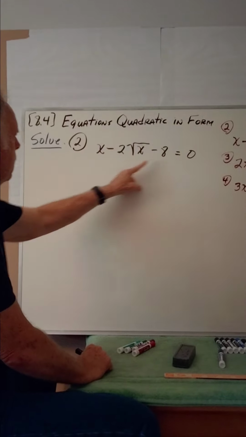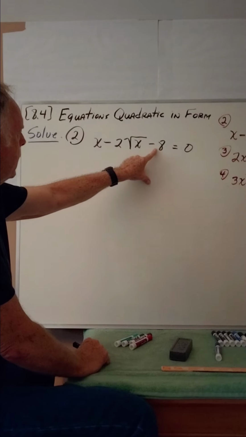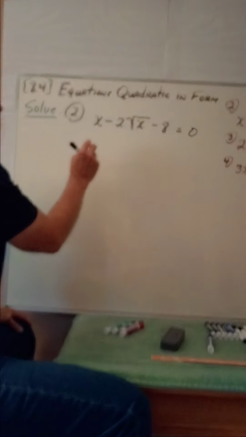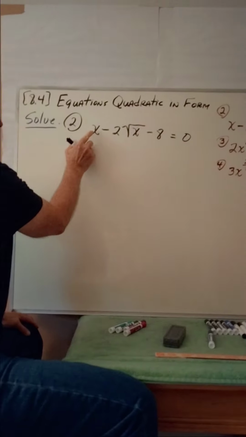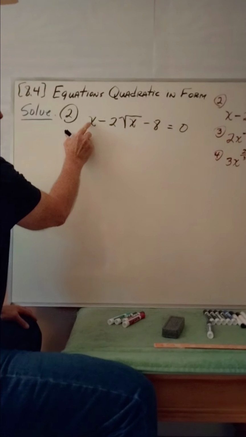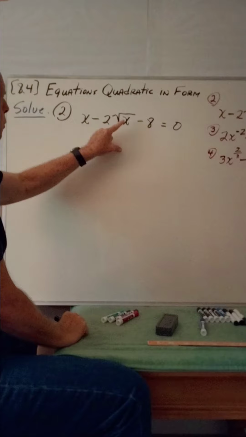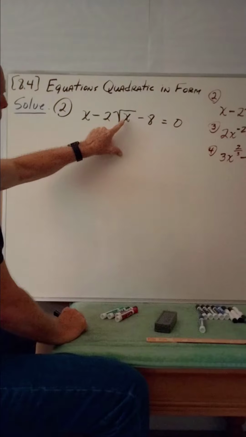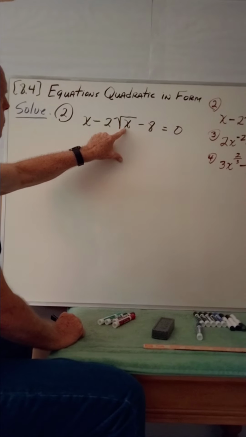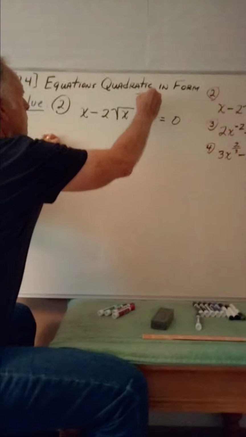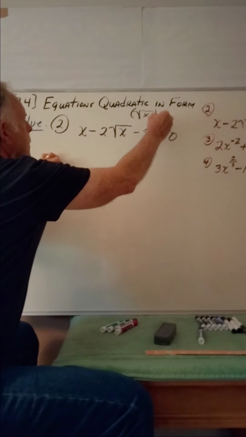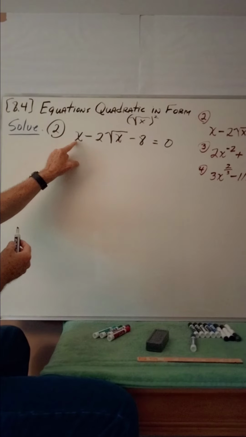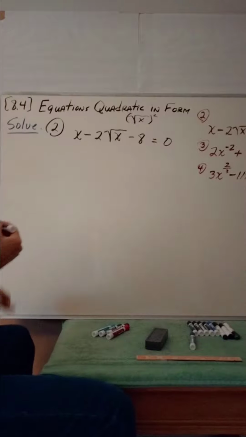We have a trinomial. The last term is a constant term, no letters attached to it. And the most critical thing, the variable part of the first term is equivalent to the square of the variable part of the middle term. If you take the radical of x and square it, you'll get that radicand x. So this is an equation that's quadratic in form.